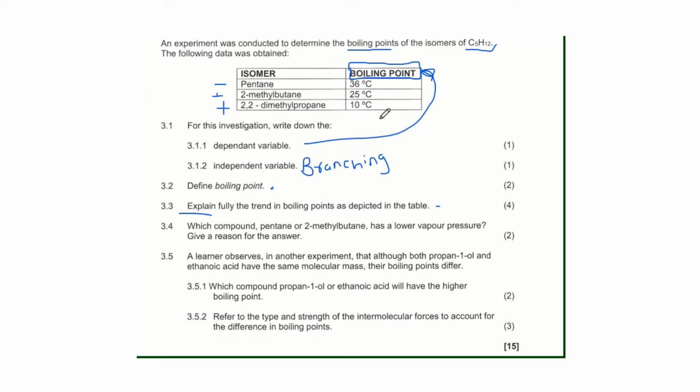So that's the trend. In other words, the boiling points decrease from pentane going to 2,2-dimethylpropane. From pentane to 2,2-dimethylpropane, the length of the carbon chain decreases, because you can see that pentane has a chain length of 5 carbons, right?